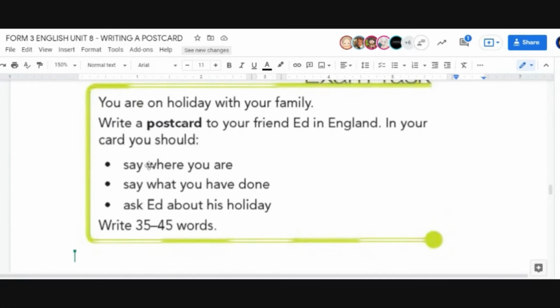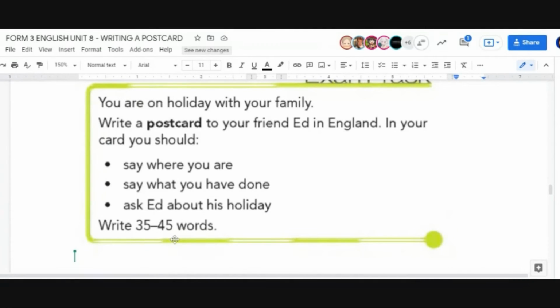In your card, you should say where you are. So take note of these 3 bullet points. These 3 bullet points are the things that you must include in your essay, okay? You can add something else extra, but you cannot cancel any of these. You must write these 3, okay? You must say where you are. You must say what you have done, okay? And you must ask Ed about his holiday, okay?